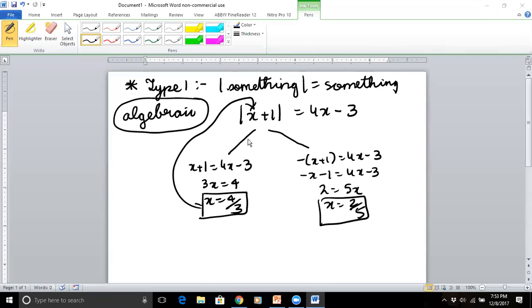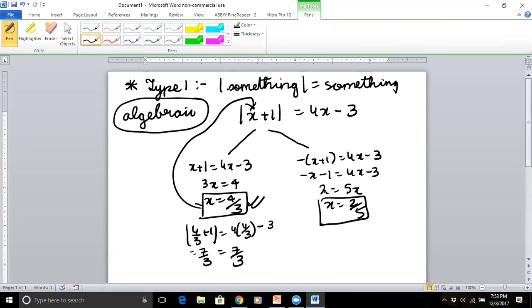For example, if x is 4 by 3, I'm going to say 4 by 3 plus 1. Mod of 4 by 3 plus 1 is 7 by 3. And 4 into 4 by 3 is 16 by 3 minus 3. So 16 by 3 minus 3 is going to be 16 minus 9 by 3, which is 7 by 3. So x is equal to 4 by 3 absolutely satisfies the main equation. That is going to be a legitimate solution to that mod.